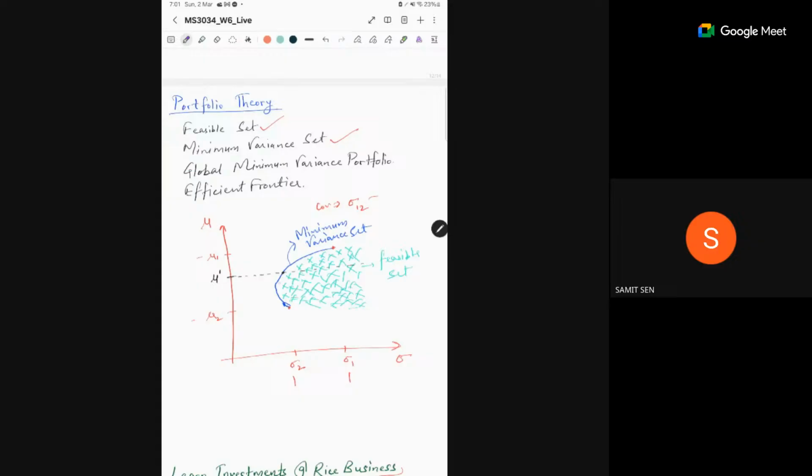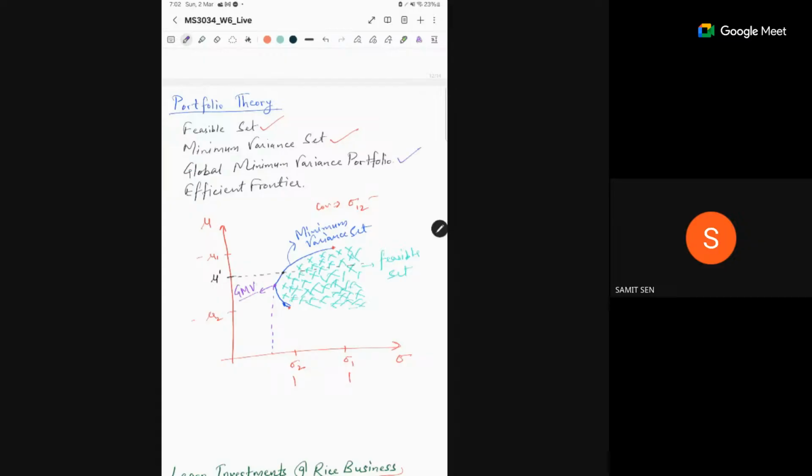Now, this farthest left point is the one having the minimum variation. This is the least standard deviation which I can get by forming a portfolio with these two assets, asset one and asset two. We call this purple one my global minimum variance portfolio.